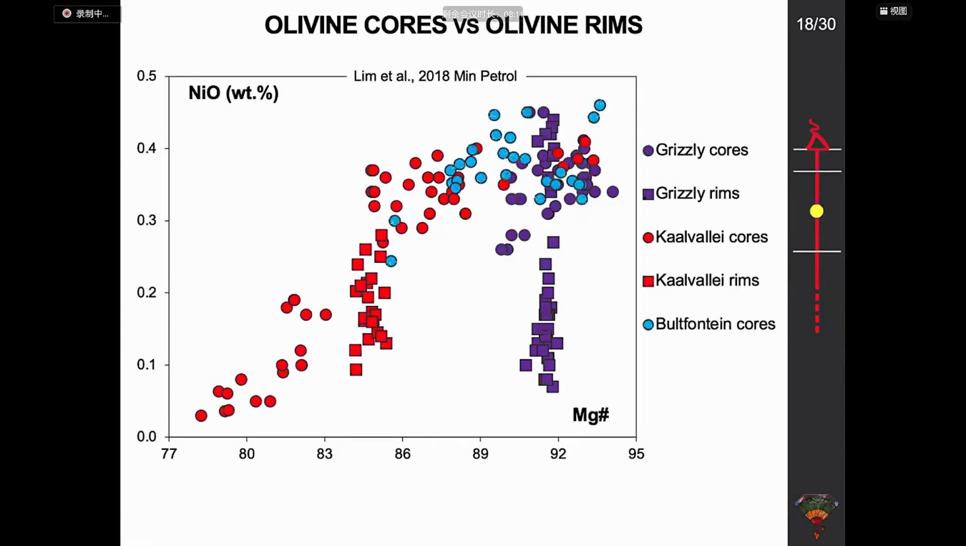Then we have a third case, just as an example, Bulfontein, again in South Africa. The cores are a sort of intermediate case, and similarly, the rims plot in between the Grizzly and Cavalli rim compositions. So, as I told you before, from now on, I'm going to use the average magnesium number of olivine rims as a proxy for the kimberlite melt composition.